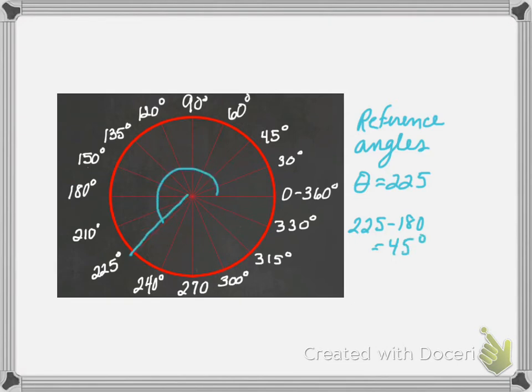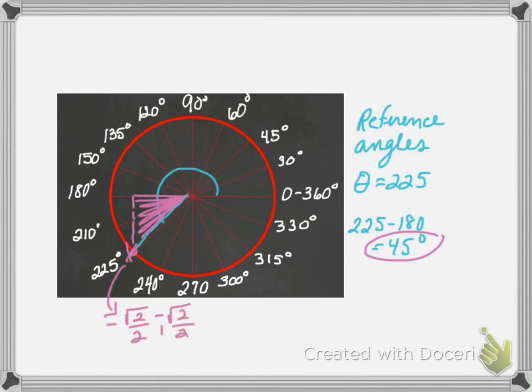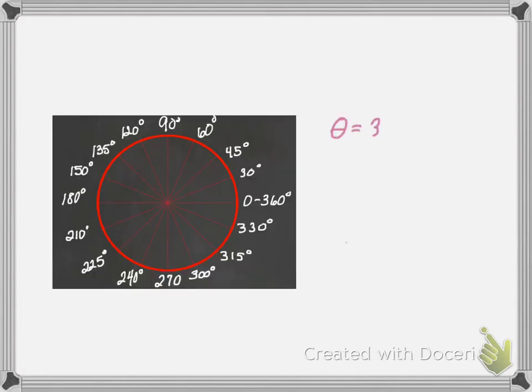So I've drawn my angle. I know I've already done the math. If I have 225, I take away 180, I have a 45 degree angle. That is the reference angle. And 45 degree angle is the cosine and sine of the square root of 2/2. They're both the same. They're both negative because that is what you have in that quadrant.